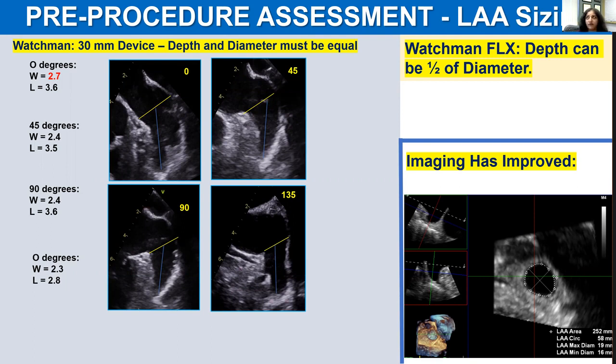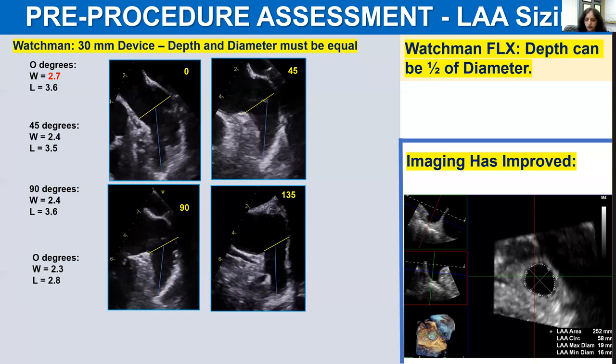And you measure the width of the device, the width of the ostium of the appendage in all of these views, and then the depth of the device. The Watchman was very cubical, so the depth and the diameter had to be equal. The Watchman Flex is more rectangular, so the depth can be half of the diameter, and it's better for more shallow appendages. Here, when we take all our measurements, the largest measurement we get is 2.7. We oversize, and so we end up picking a 30-millimeter device.